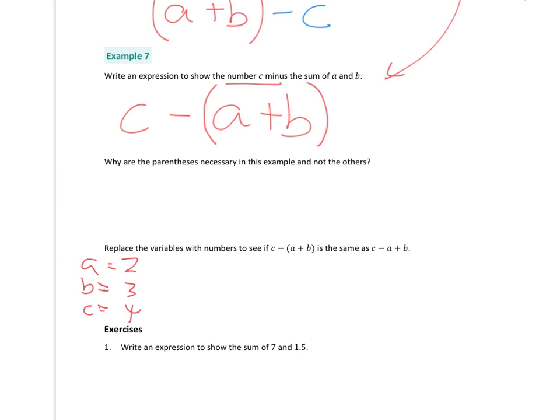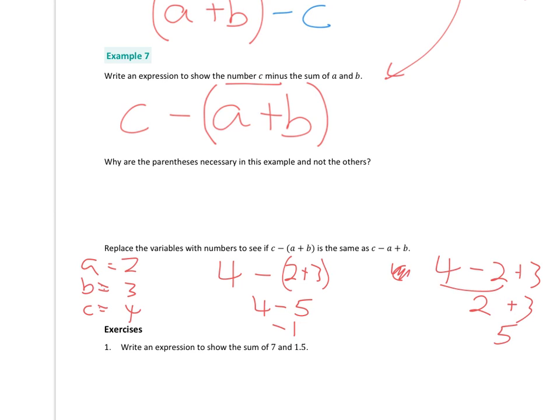I don't like to use 1 when I'm checking things, because sometimes when you multiply by 1 it can get a little tricky. But this first one would be 4 minus 2 plus 3. And that would be 4 minus 5, which is actually negative 1. And then the other way would be C, I need to use the letters, 4 minus 2 plus 3. That would be 2, because you do this part first, plus 3, and that would be 5. So you can definitely see where the parentheses change it, because one gives us negative 1, and one gives us 5.